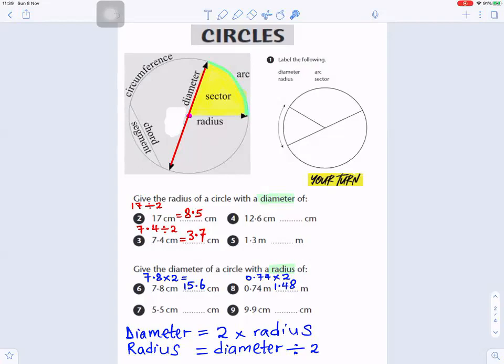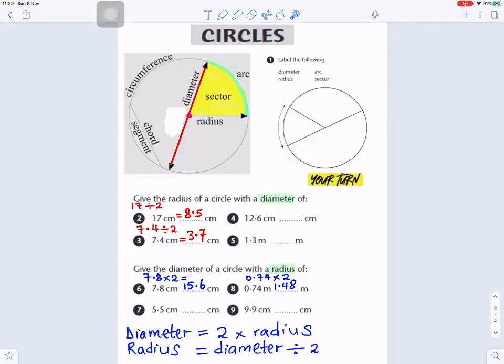The line that goes from one end of the circle to the other end of the circle and passes through the center is called the diameter. It's represented by the red line there. It goes from one end of the circle to the other end and passes through the center. That line is called the diameter.